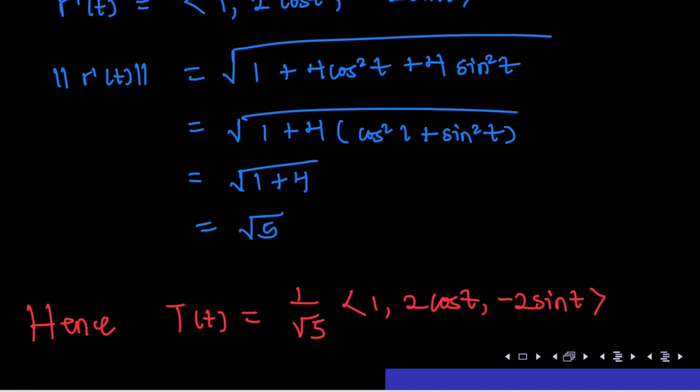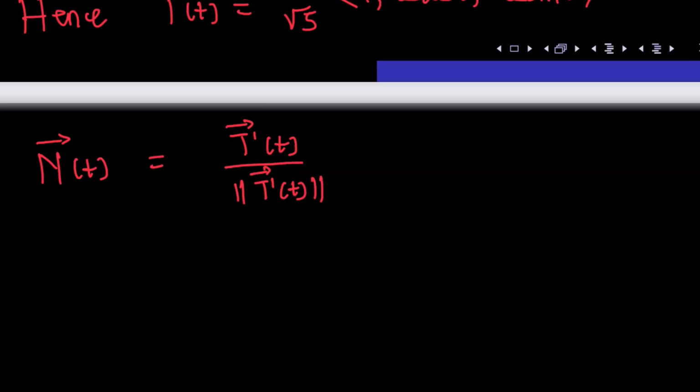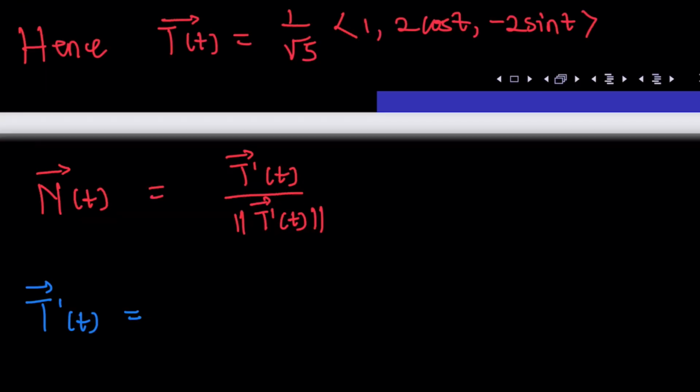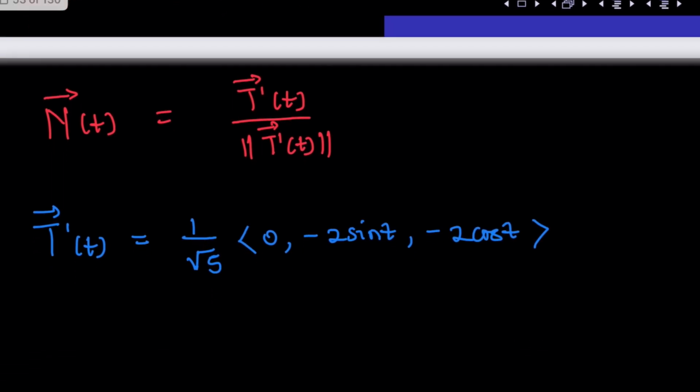So then we can now move on to find our normal vector. To find the unit normal vector, we have to differentiate the unit tangent vector, then we divide by its norm. So let's now compute T prime of t. So that's going to give us 1 on root of 5. When we differentiate 1, we are going to have 0. Then we now differentiate 2 cosine of t, and that's going to give us minus 2 sine of t. And likewise, we are going to have minus 2 cosine of t.